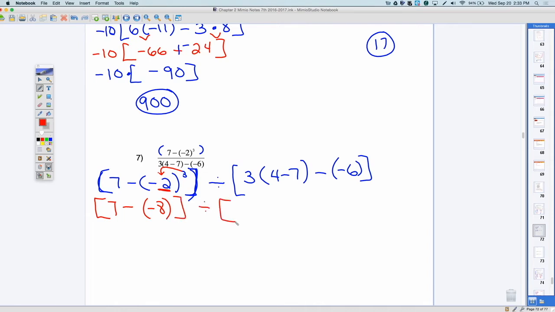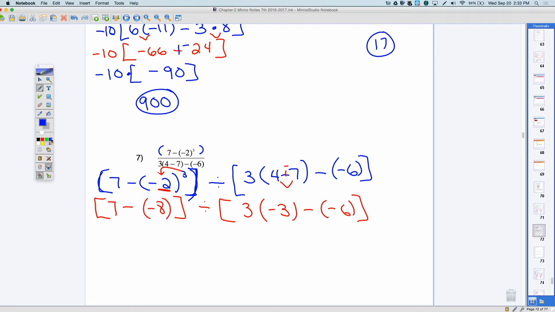And I'm going to do the other side. Open my bracket, and inside I have to do, inside the parentheses, which is 4 minus 7, change that to adding the opposite. So it's 3 times 4 plus a negative 7. Take the sign of the larger and subtract, so that's negative 3, and then minus a negative 6. And close everything up.